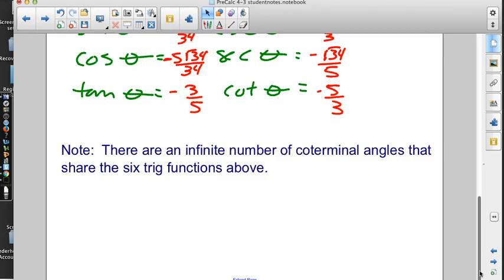So there are an infinite number of coterminal angles that are going to share the 6 trig functions above, because anytime we land in that same spot, we're going to have the same trig functions. It's going to work that way. So use those shortcuts if you see them along the way.